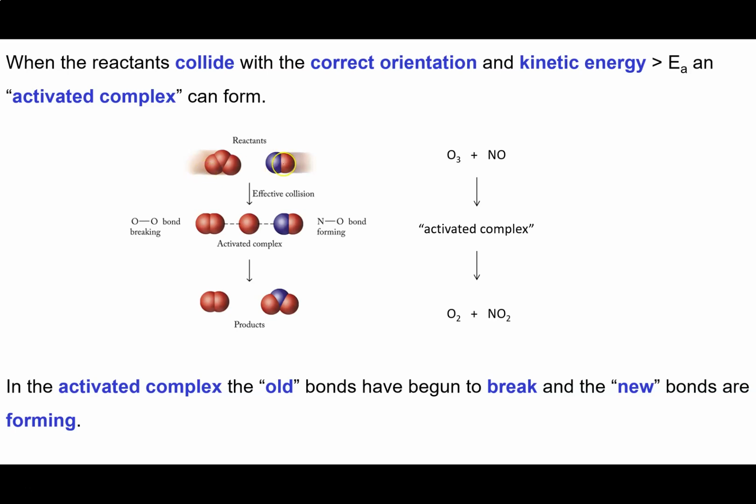So what will happen is they'll come together. It's an effective collision, which means it has enough energy and it has the correct orientation. And then what are we going to start doing? We're going to start seeing bond breaking and bond forming occurring. And when we're exactly halfway between our reactants and products, we have what is referred to as the activated complex. So in the activated complex, we've begun to break the old bonds and we've begun to form the new bonds, and we're exactly halfway between our reactants and our products.